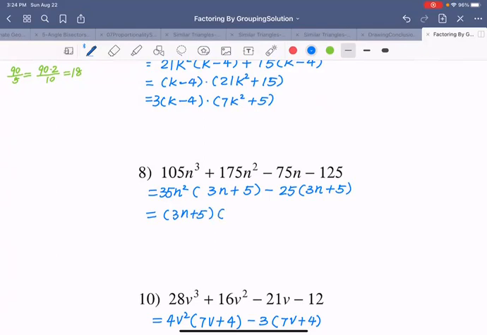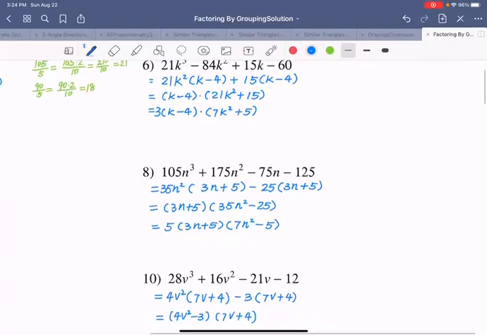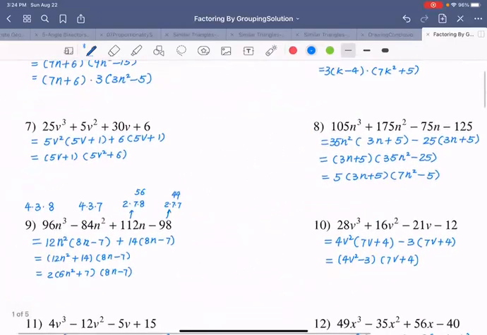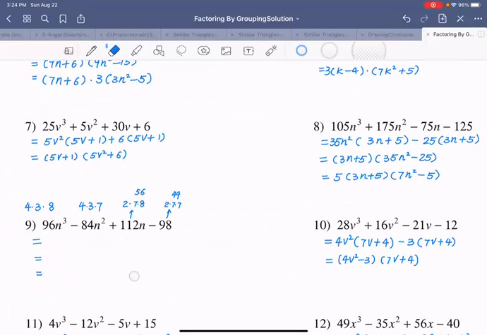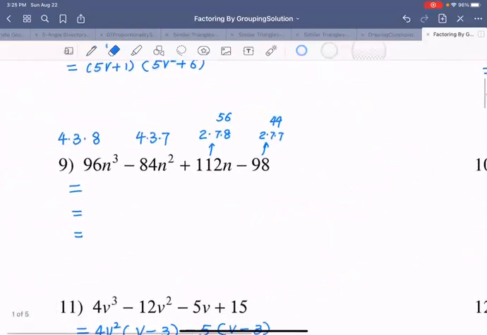Times 35n squared minus 20. This is 5, this is 5. So we can take a 5 in front, can we? Yeah. So this becomes 7n squared minus 5. There you go. Make sense now? Yeah. Okay, very nice. All right, the next one, number 9, will also be complicated, okay? Let's see. Ashley, you can try number 9.